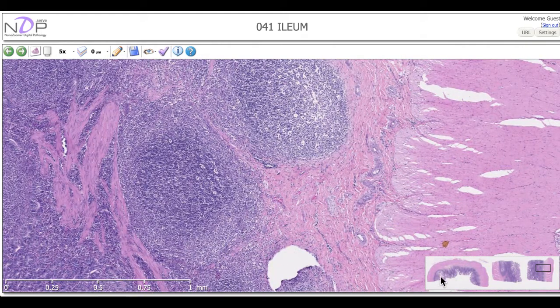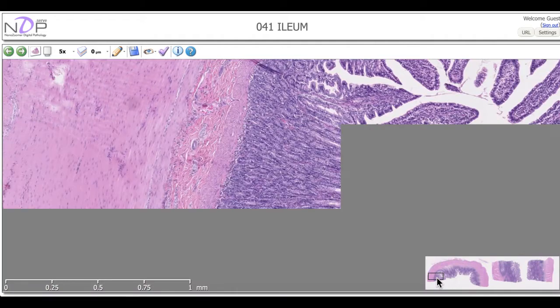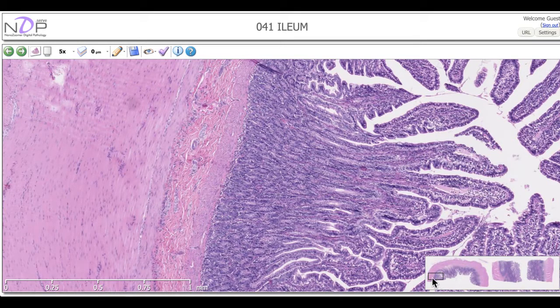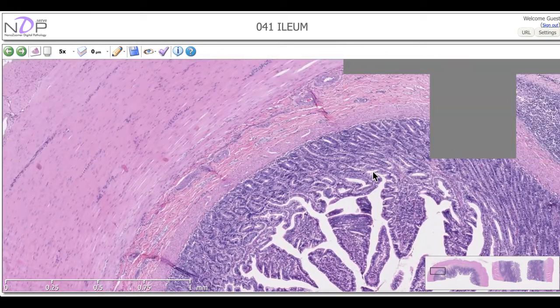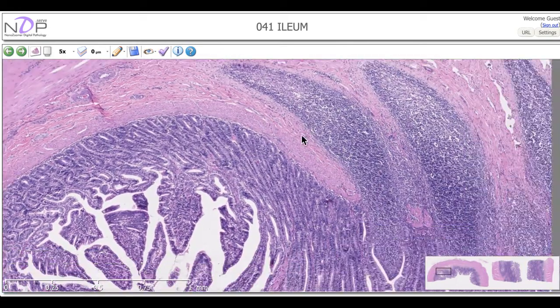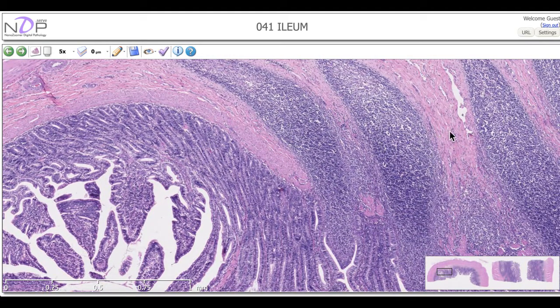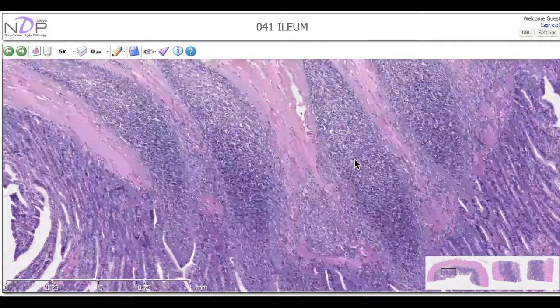In the slide of the ileum, the presence of this nodule is a diagnostic feature for the ileum, because this structure is only found in the area of the ileum, and they play a role in the immune response in the small intestine.